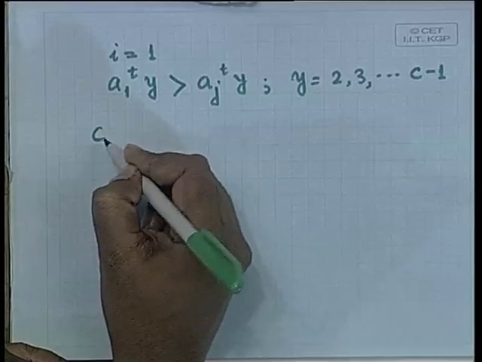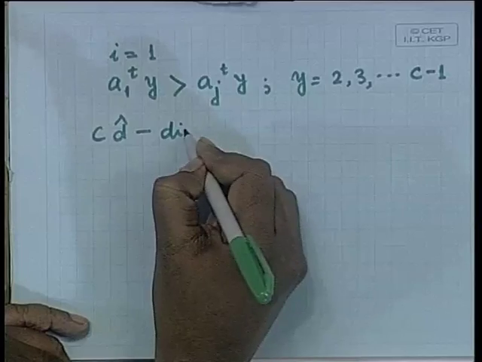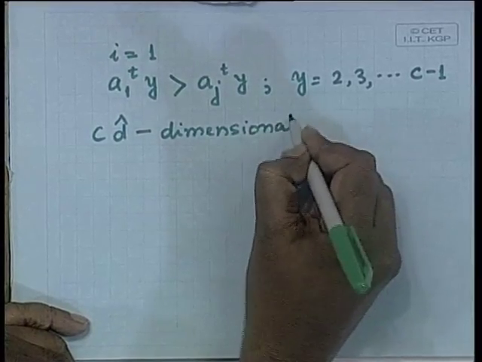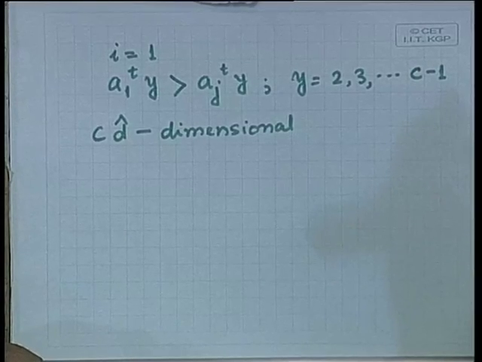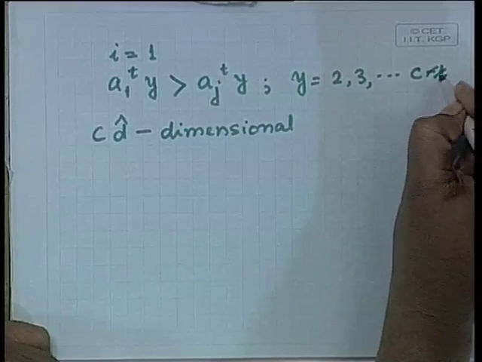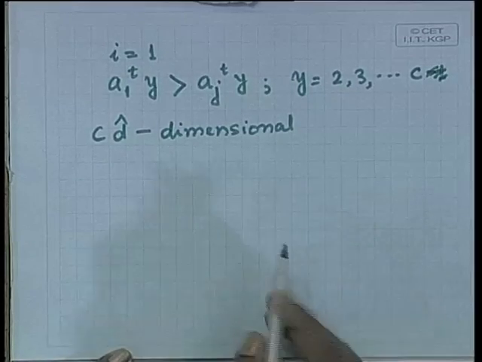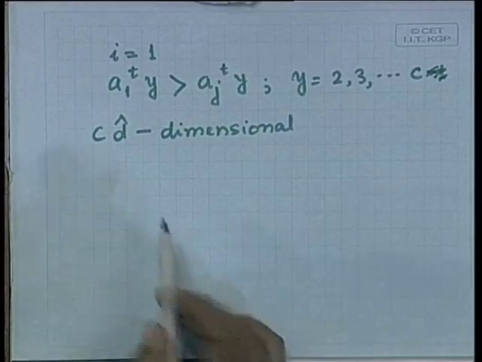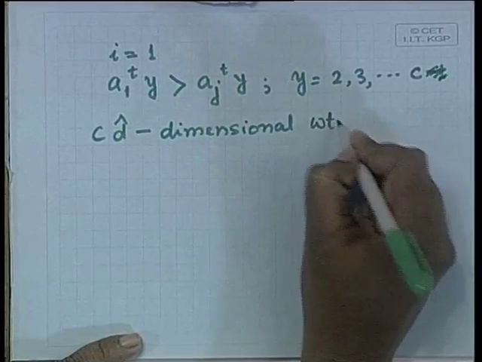a C into d hat dimensional weight vector. Total number of inequalities should be C minus 1. Here it is 2 to C, not 2 to C minus 1. Total number of inequalities is C minus 1. So, all these inequalities can be put in a unified form in a single expression if I consider a C d hat dimensional weight vector.